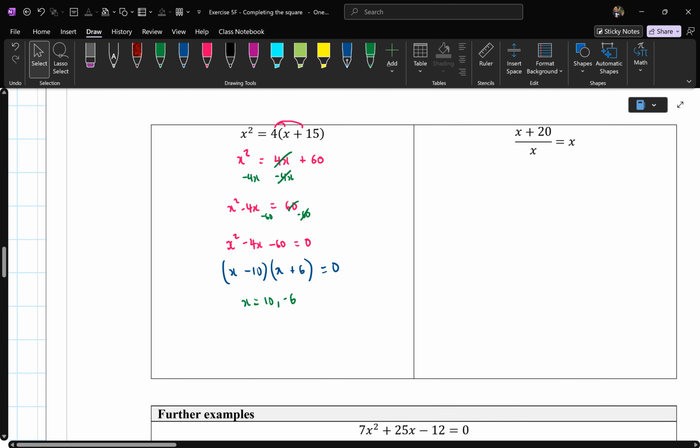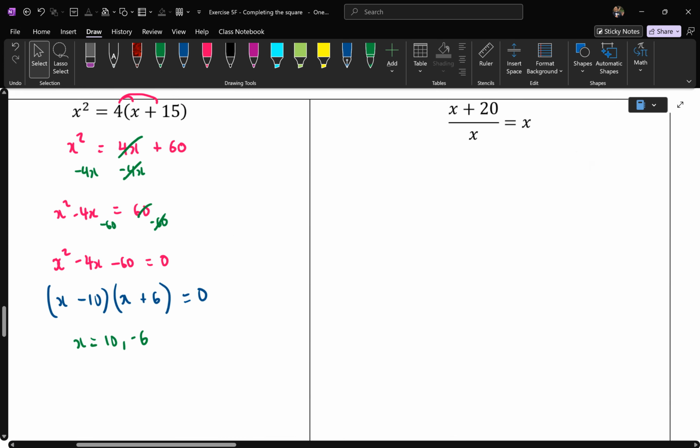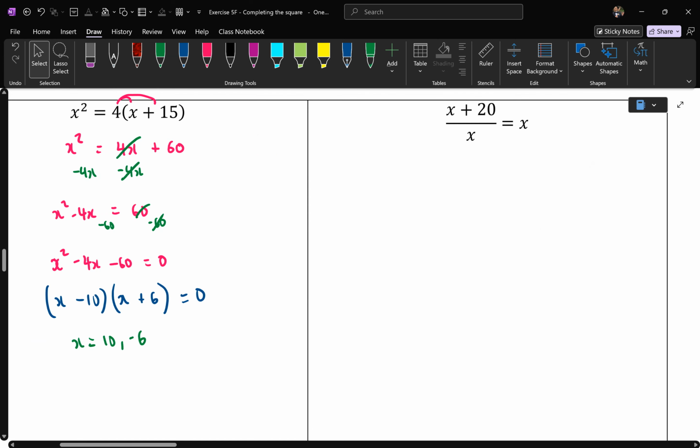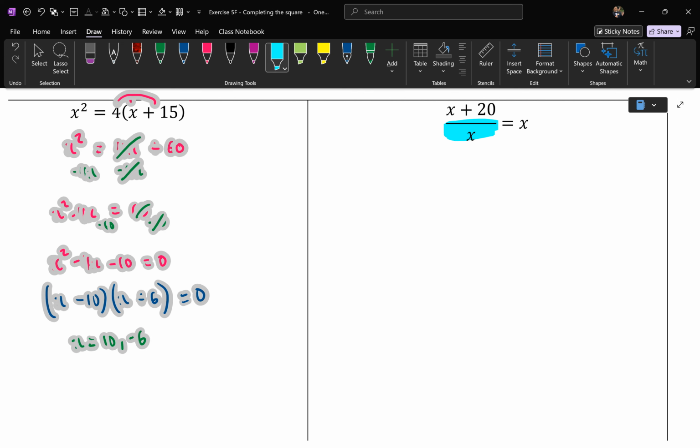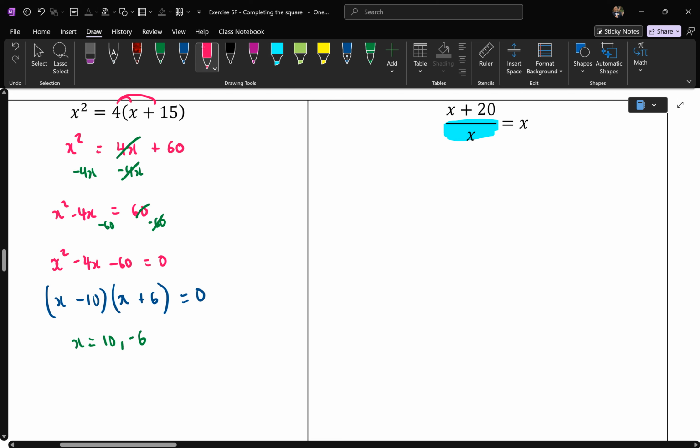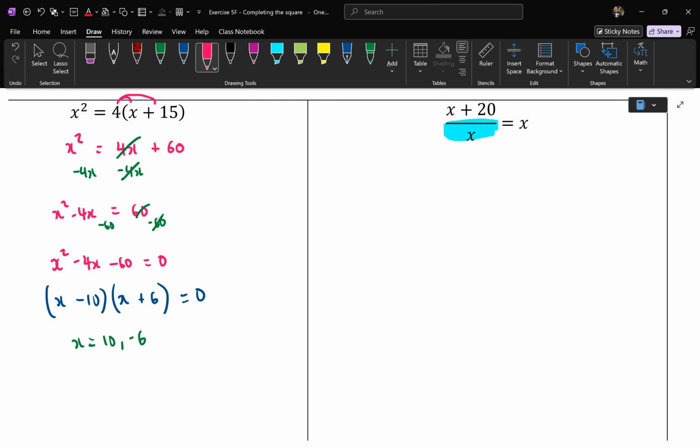Let's go with the second last example, or third last example. X plus 20 over x equals x. If you don't like fractions, my tip has always been the same since term 1. How do you get rid of that divide x? What's the opposite of divide x? Yes, Andrea. Beautiful. Times x on both sides.